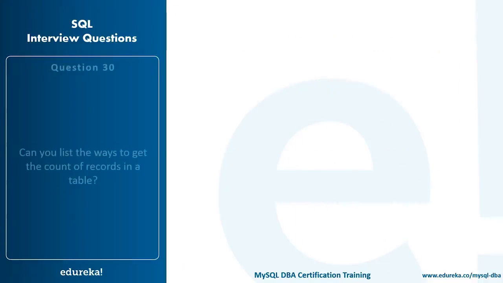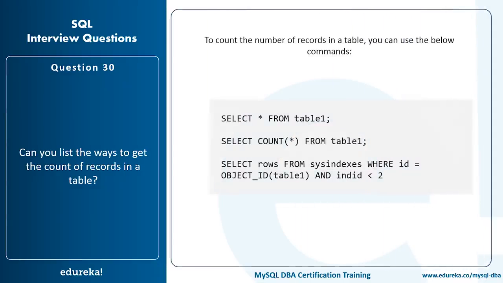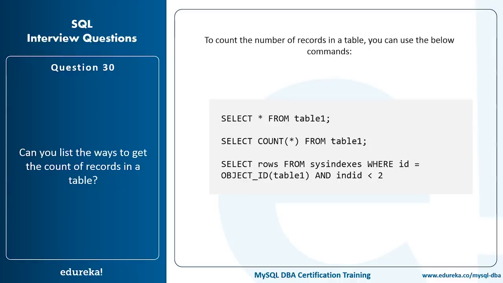Now let's move forward to our next question, that is, can you list the ways to get the count of records in a table? To count the number of records in a table, you can use various kinds of queries. There are mainly three queries that I've mentioned over here. The first is select star from table 1. Star means basically select all, right? When you want to select all the rows, all the records from a table, you can use star. Next, when I say select count star from table 1, you select all the records from table 1 and then you count them.